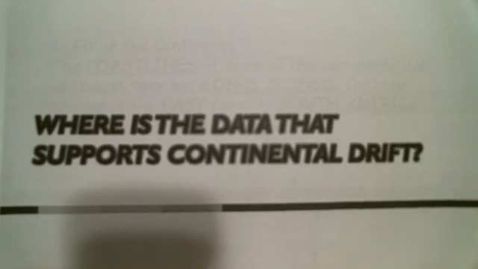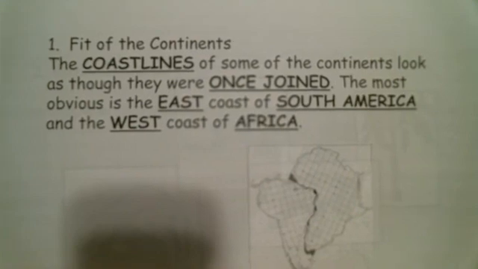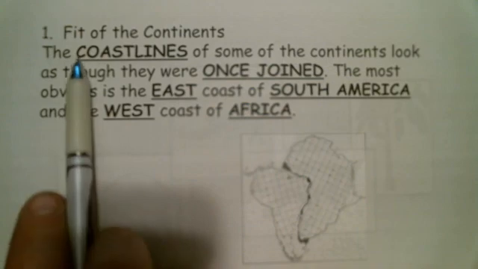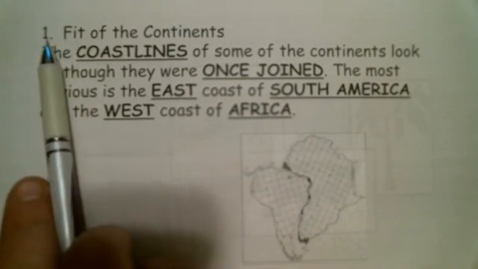So, where is the data that supports this idea of continental drift? The idea that these continents are not fixed in place but gradually move around the world. The first idea, idea number one, is the fit of the continents. The coastlines of some of the continents look as though they were once joined. The most obvious is the east coast of South America and the west coast of Africa.